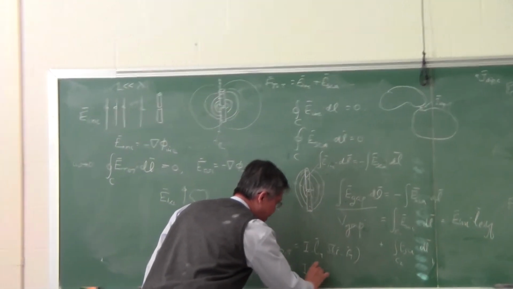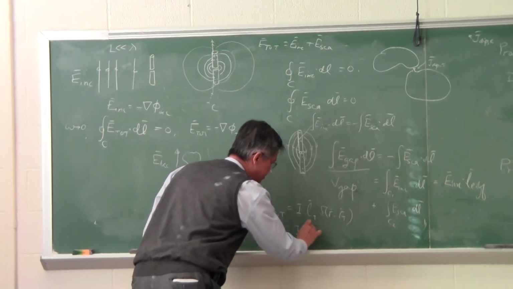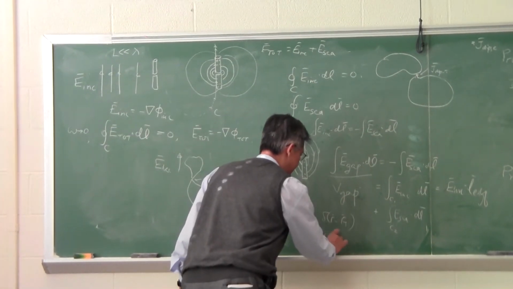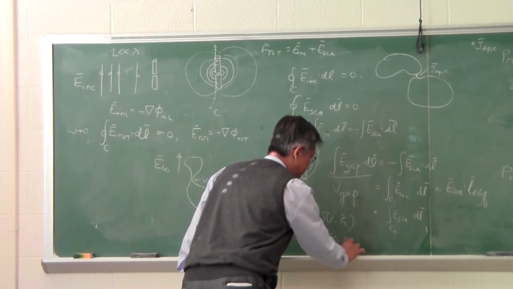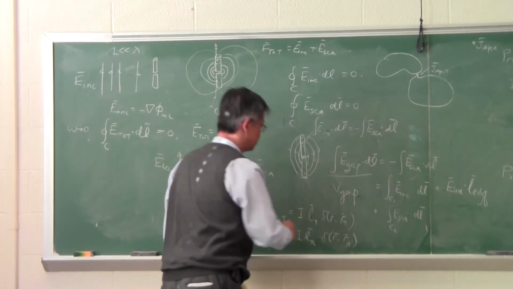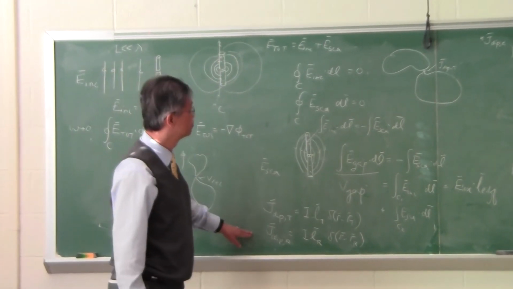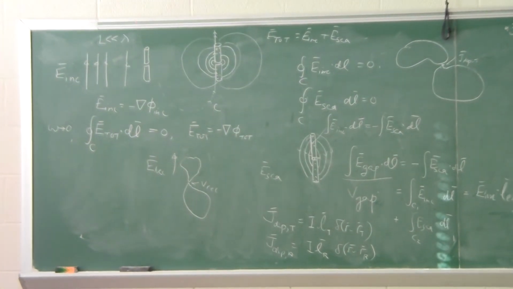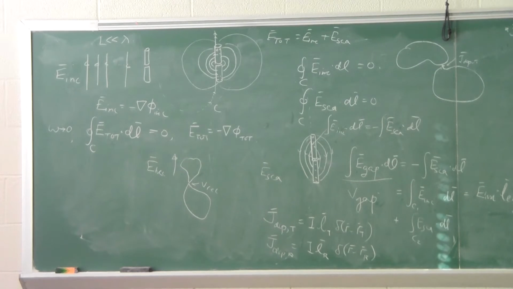is equal to IL receiver times delta R minus R receiver. Okay? So I can put this over there. And then I can actually write this reciprocity theorem in greater detail.